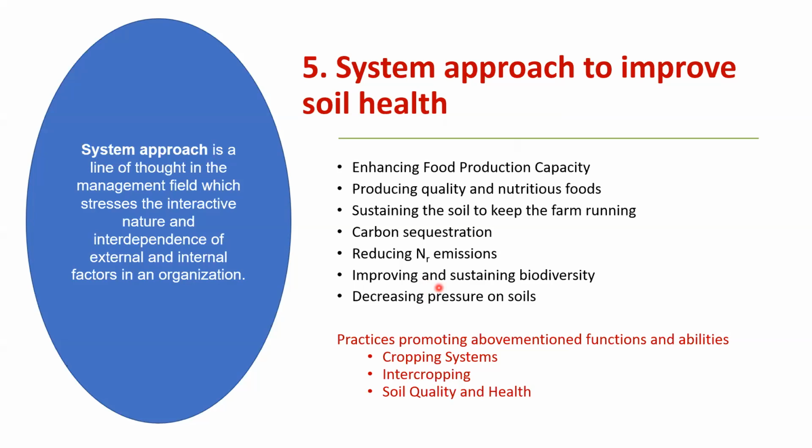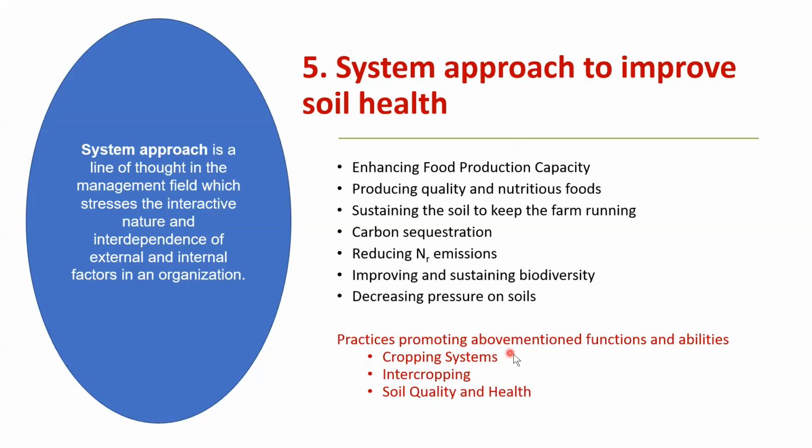Improving and sustaining the biodiversity of the soil. The populations, the living part of the soil, must be sustained and protected. And the pressure on the soil must be decreased. The use of chemicals must be decreased, because they always have some kind of negative effect on the soil characteristics. So we have to move toward nature if we want to make it more sustainable.